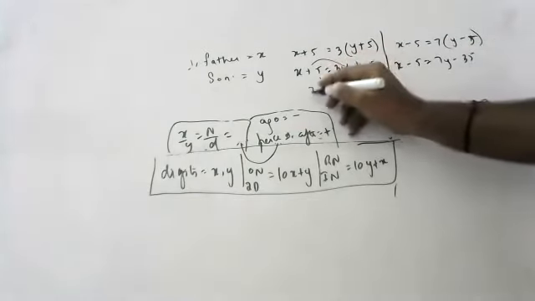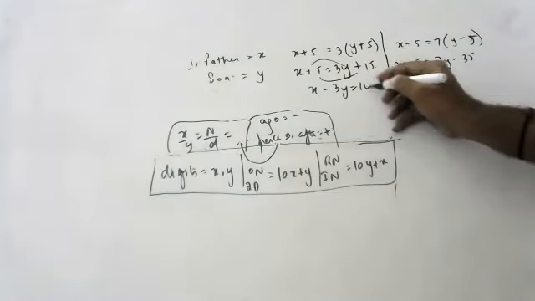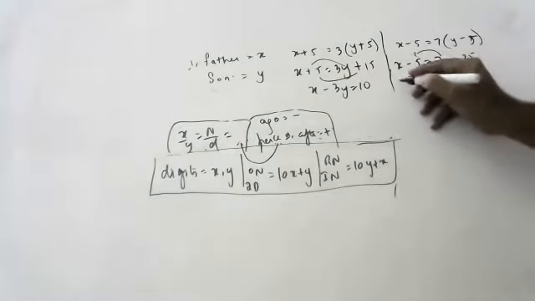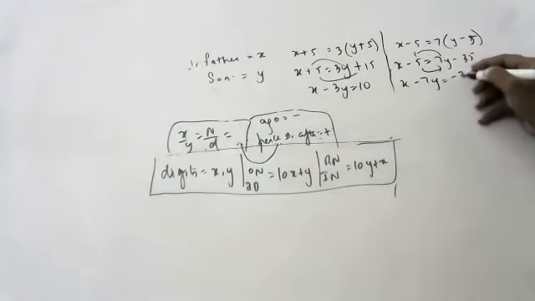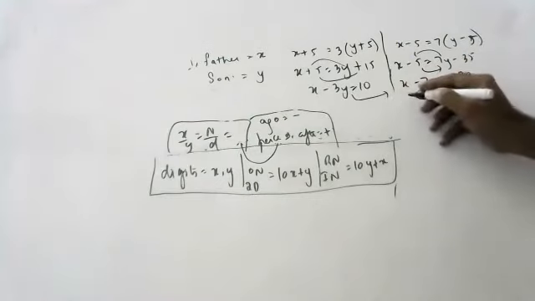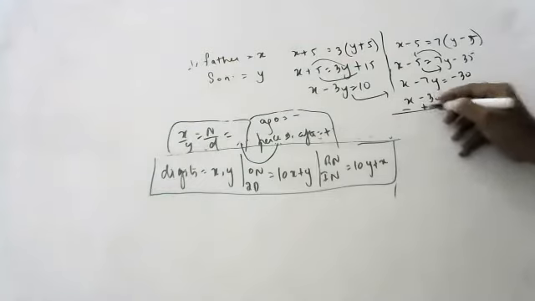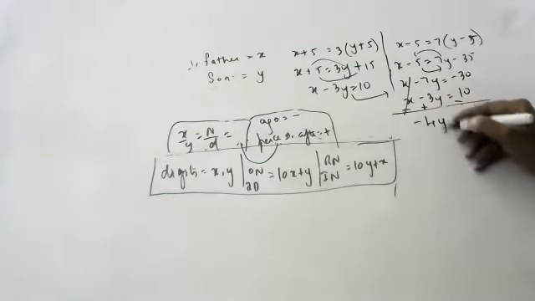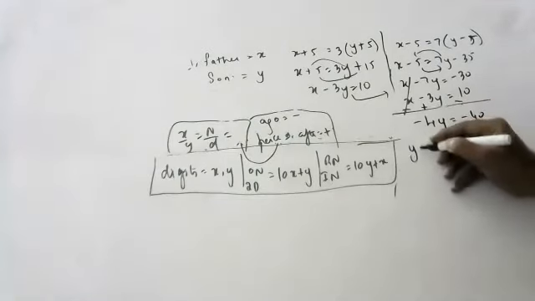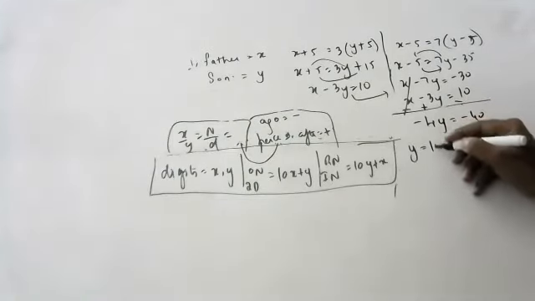This comes here, this comes here. x minus 3y is equal to 10. x minus 7y is equal to minus 30. So bring this here: x minus 3y is equal to 10. Minus, minus, x is gone. Minus 7y plus 3y is minus 4y is equal to minus 40. y is equal to minus 40 by minus 4, which is 10.